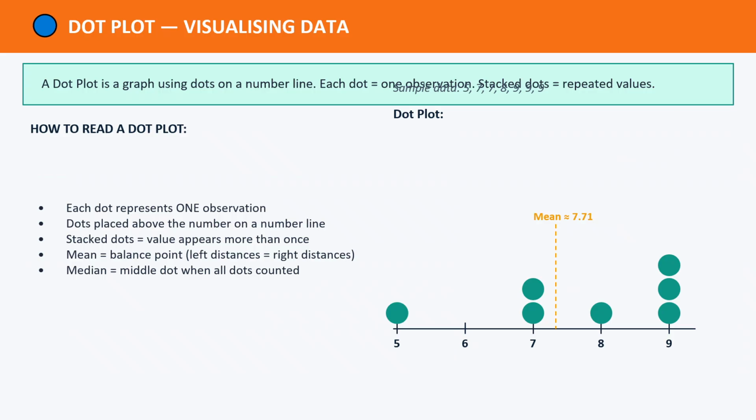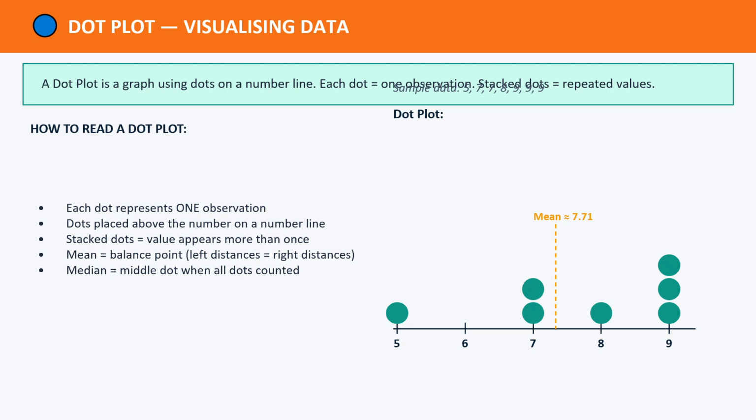Now, instead of just numbers, let's visualize data using a dot plot. A dot plot is a simple graph where each value is shown as a dot on a number line. If a value repeats, the dots stack on top of each other. This helps us quickly see patterns like which value appears most often. Also, in a dot plot, the mean is the balance point and the median is the middle dot.